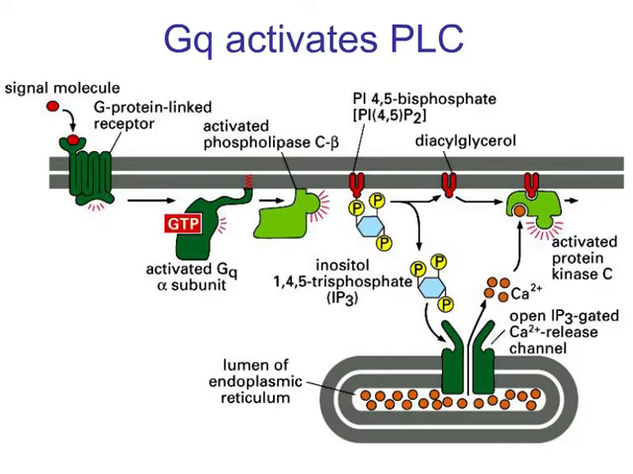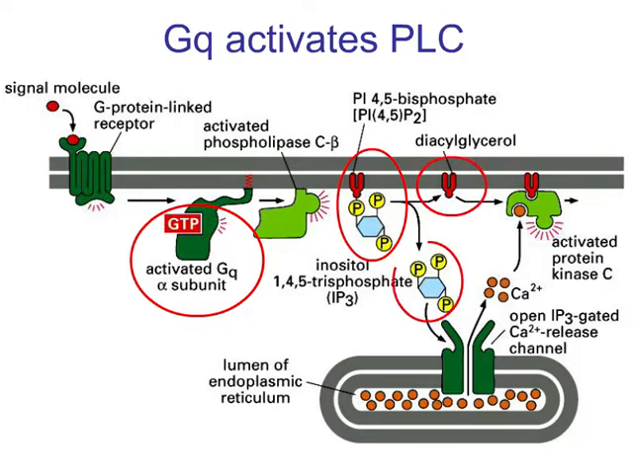Signaling molecules that activate G protein-coupled receptors that are coupled to the G sub Q family of alpha subunits activate the effector enzyme phospholipase C. Phospholipase C cleaves phosphoinositide bisphosphate, or PIP2, located on the inner leaflet of the plasma membrane. This produces two second messengers, inositol trisphosphate, or IP3, and diacylglycerol.